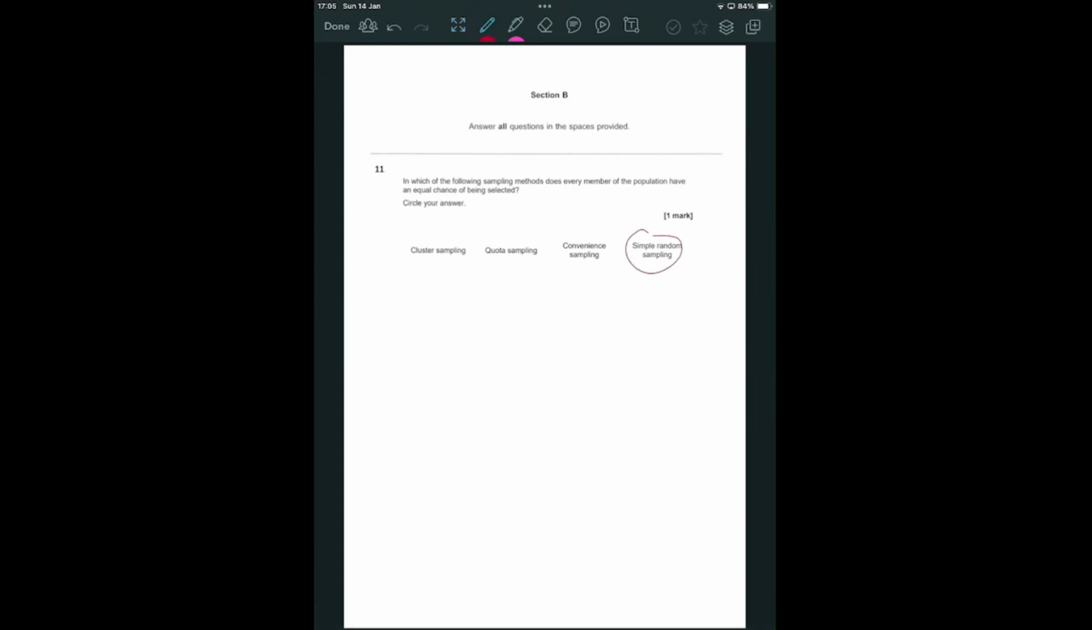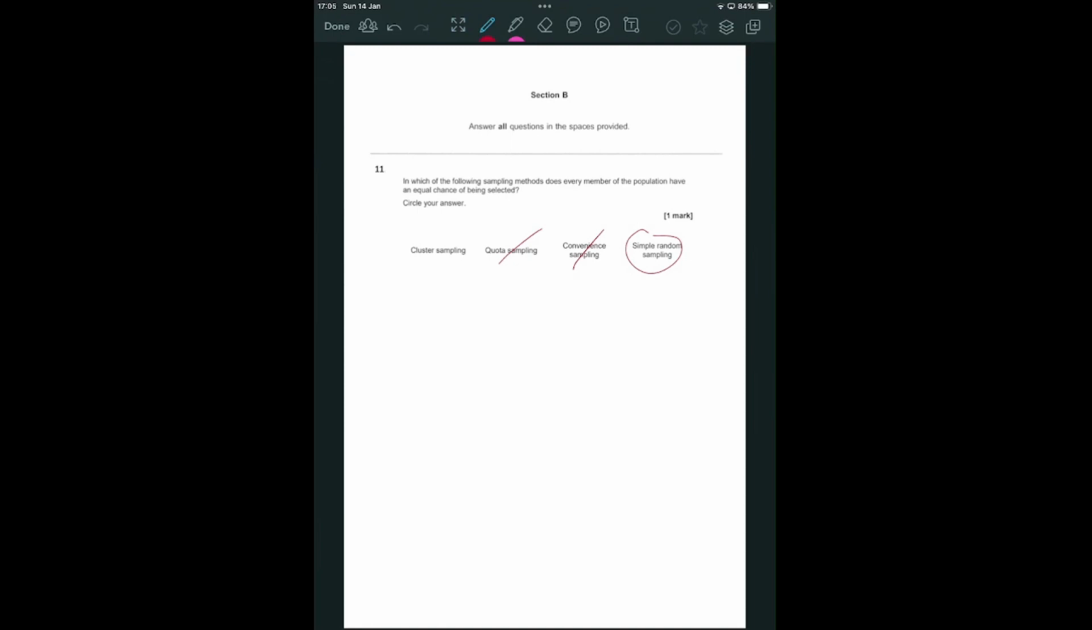Quota is a no, because you just stand on a corner and ask the first people who walk past. If they don't walk past you, they've got no chance. Convenience is just the first people that walk past. Again, if you don't walk past the surveyor at the time, you don't get chosen. You've got no chance.